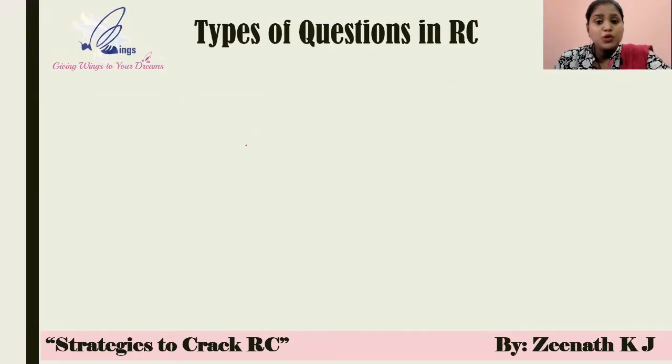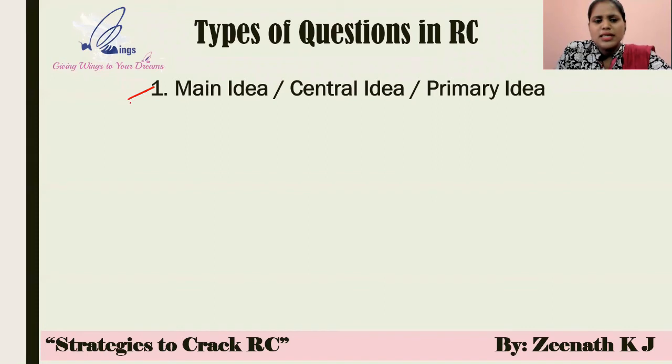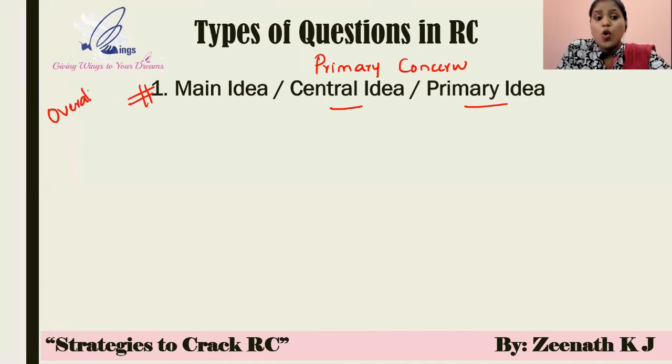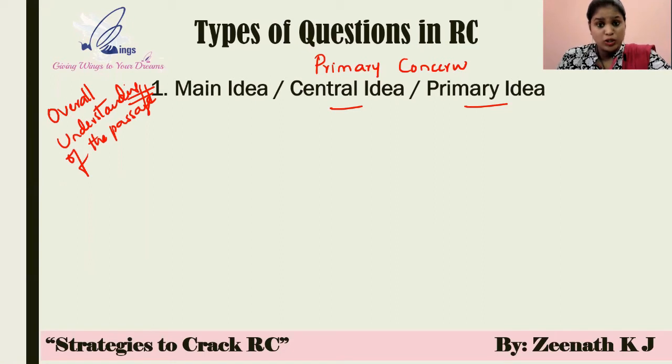Friends, let's get into the types of questions we usually come across in RC. The first type of question we come across in RC is called the main idea question, which is even called central idea, primary idea, or sometimes primary concern. Whichever terminology you come across in RC, one thing is for sure, a main idea question usually questions your overall understanding of the passage. In simple words, what is this passage all about? That's the question behind the main idea question. However, there is a beautiful technique to identify the main idea of the passage without reading the entire passage. We will talk about it in some time.